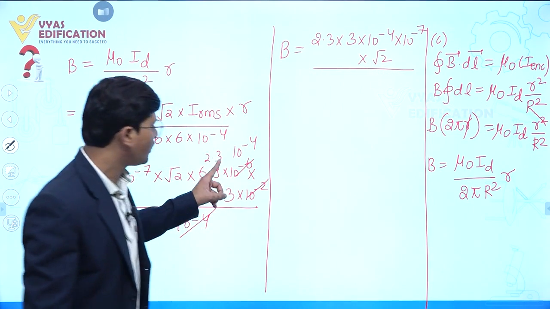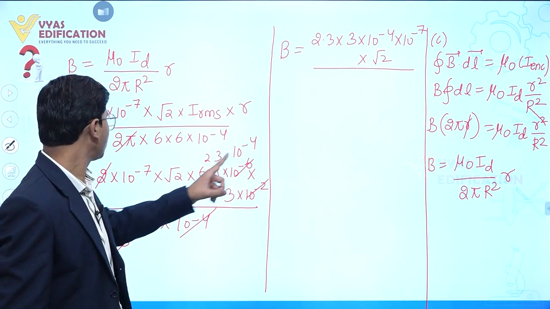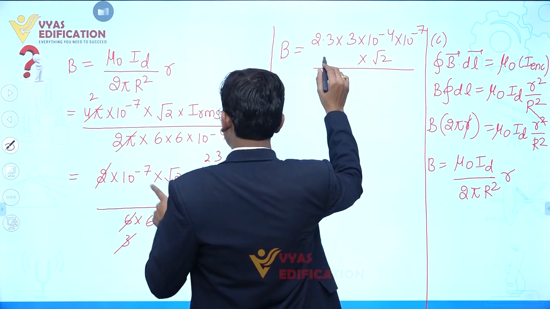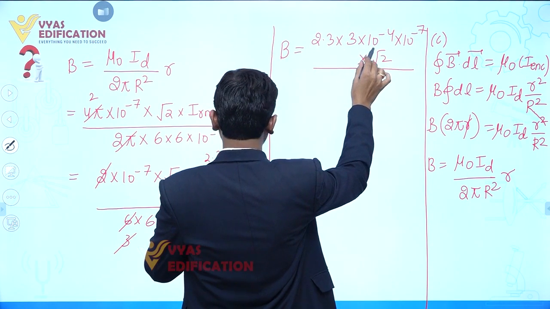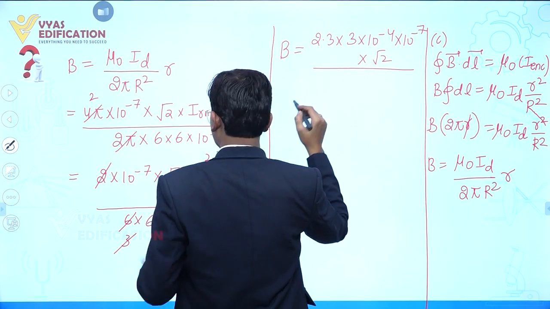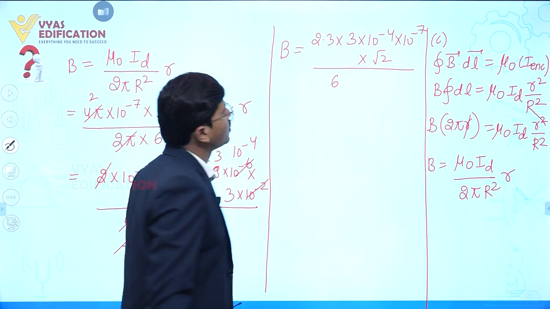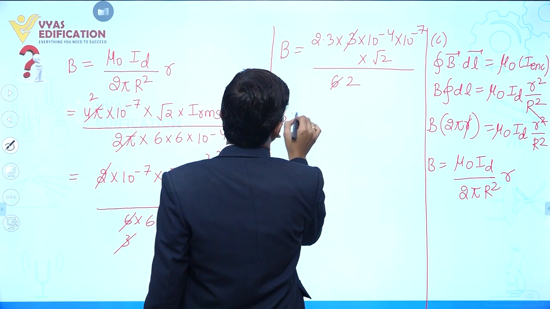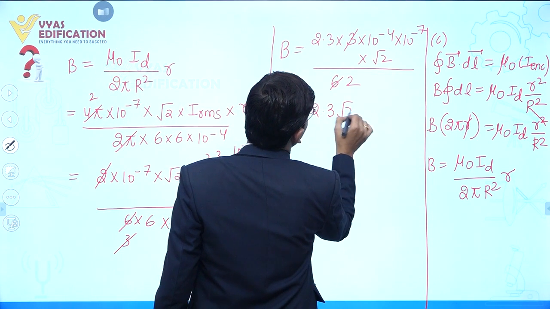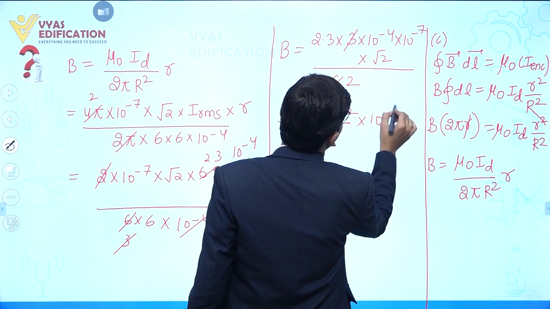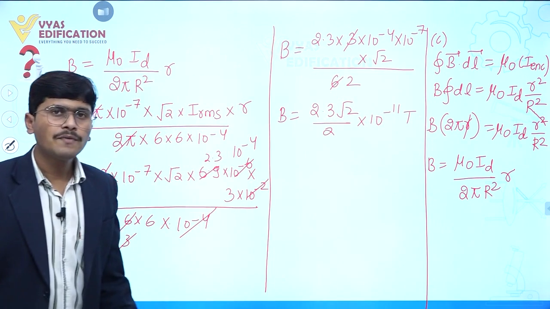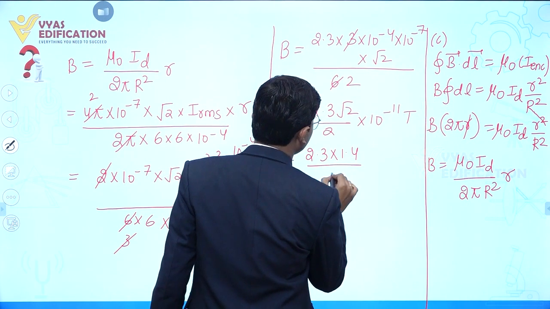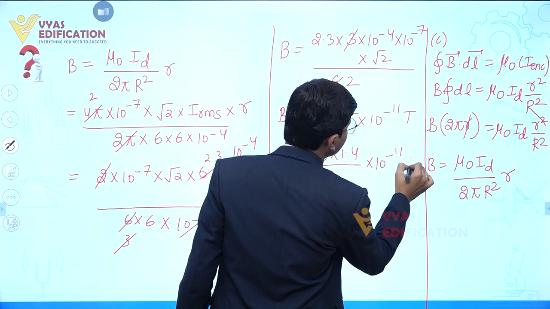Clear to everyone? 2.3 multiplied by 3, 10 to the power minus 4, under root 2, 10 to the power minus 7. Clear? Now we can say it is divided by 6 only. From here you can say this is equal to 2. So B is given by 2.3 under root 2 divided by 2 into 10 to the power minus 11 Tesla. Clear? Now we can write it like this: 2.3 into 1.4 divided by 2 into 10 to the power minus 11 Tesla.